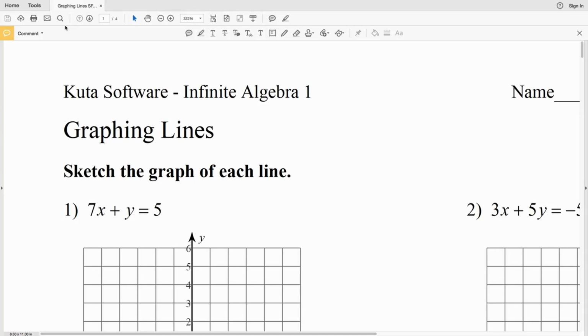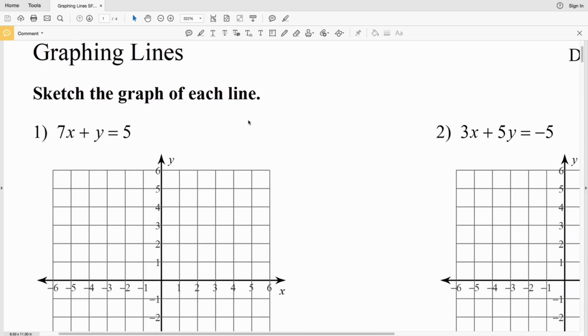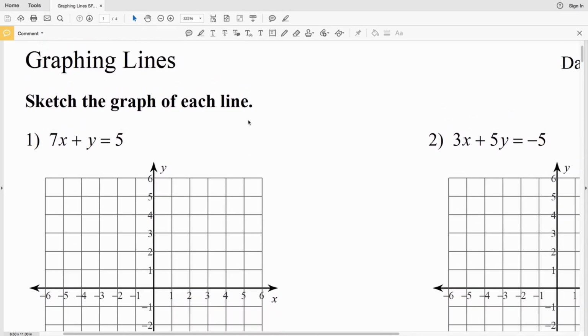Previously, we've done graphing lines with slope-intercept form, and in this video, we're going to go over the worksheet graphing lines with standard form. And I'll leave a link in the description below of how to access this free Kuta Software worksheet. So our directions are to sketch the graph of each line.